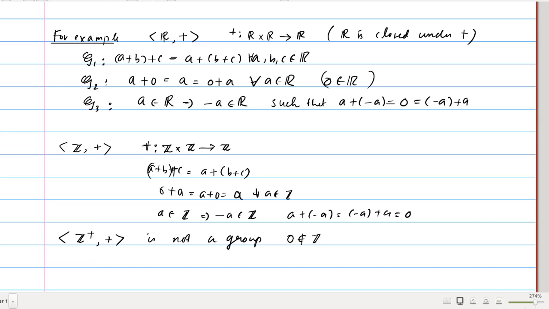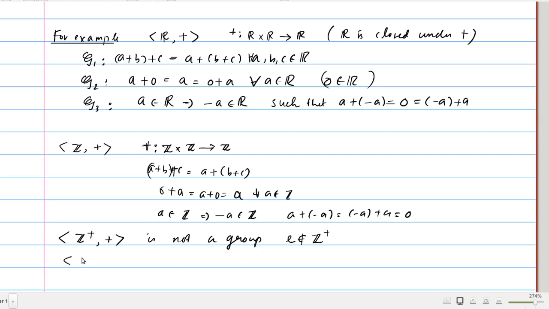0 is not an element of this, so E cannot be in Z plus. That means if we choose any element of Z plus, it cannot act as an identity in Z plus. Okay, so that is the idea.